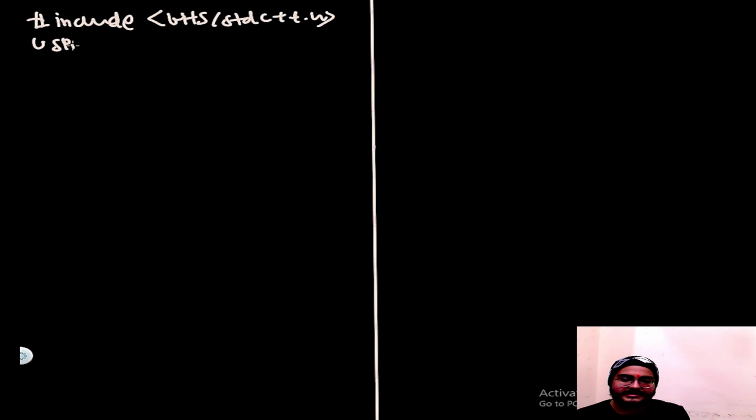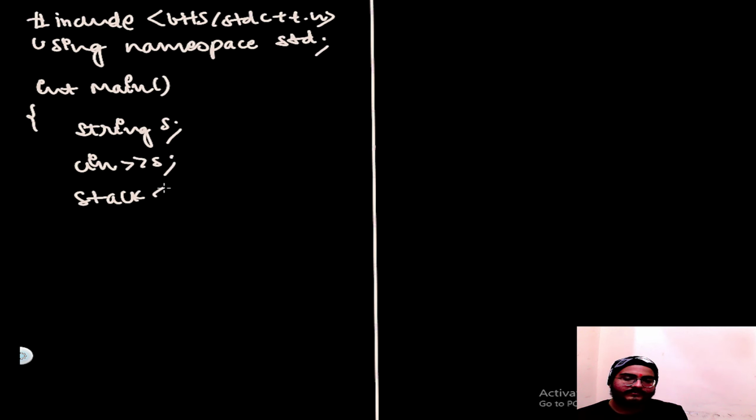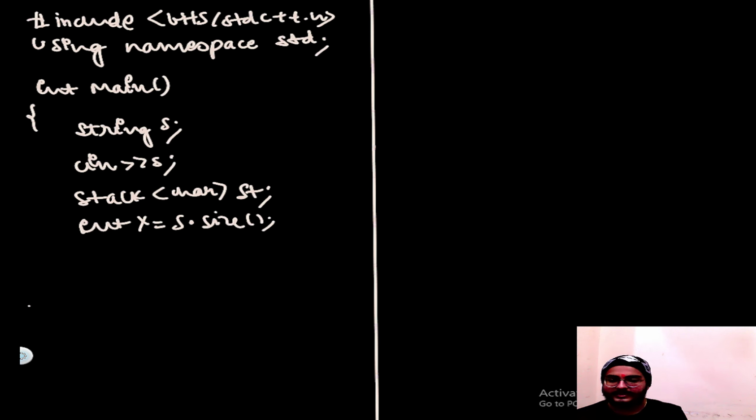So what we will do is, we will include bits/stdc++.h, and then using namespace std. Then we would have our main function, int main, and we would consider the string s, and cin. Then we would consider a stack of characters, let's name it st, and int x is equal to s.length(). This is the previous code, right? So I have just copy pasted that.